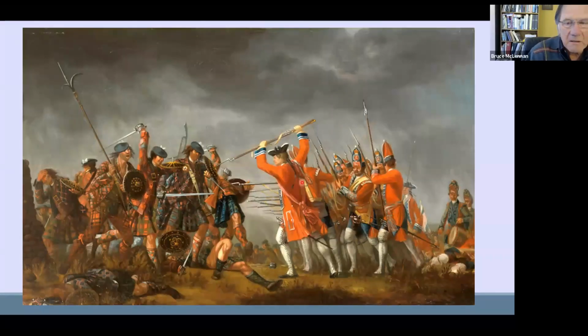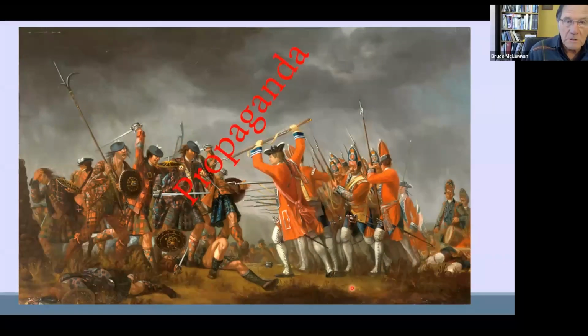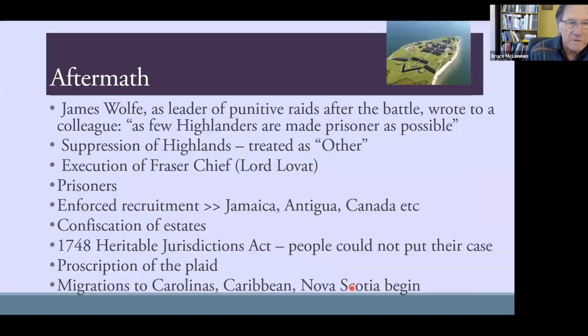So this is really all you can conclude from this picture that is used commonly as an illustration of what the battle was like: it's what Donald Trump would call fake news. Yeah, that's it. Fake news. You get the idea. So don't take much notice of that picture if you see it.